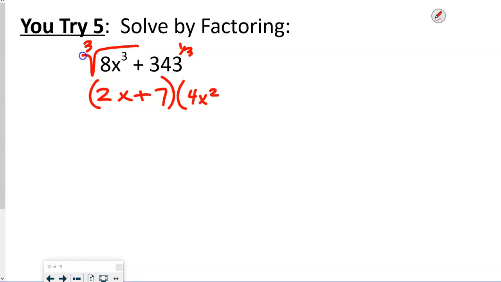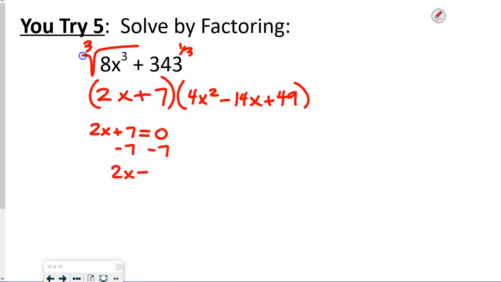Going to multiply the 2x times the 7. That's going to be 14x. And remember, if the sign in the first set of parentheses was positive, this sign's going to be negative. And then we're going to do 7 squared, which is 49. So we're going to set this 2x plus 7 equal to 0. Subtract the 7 from both sides. We get 2x equals negative 7. Divide both by 2. So x is equal to negative 7 over 2, or negative 3.5.